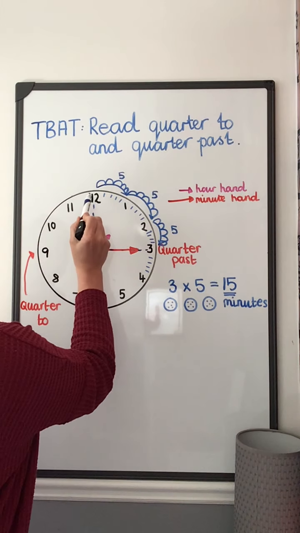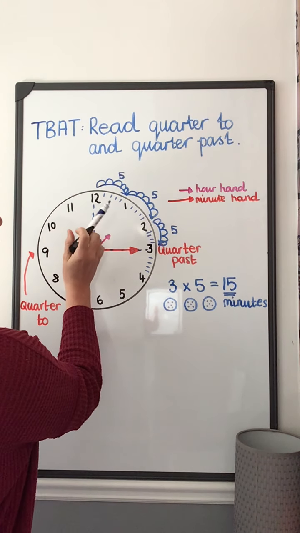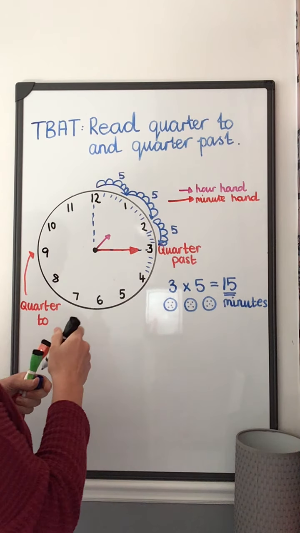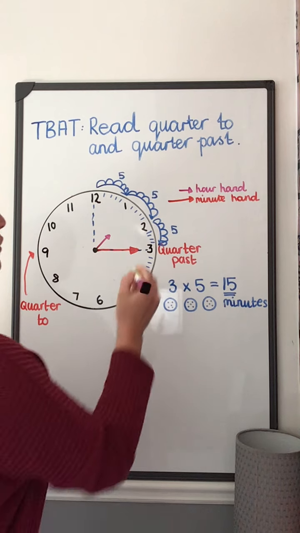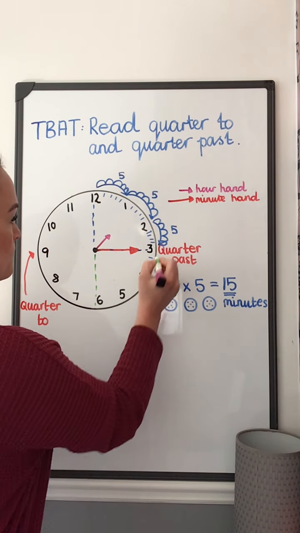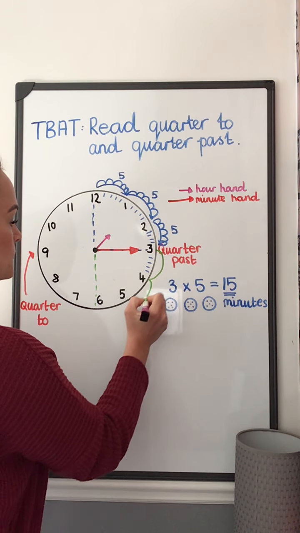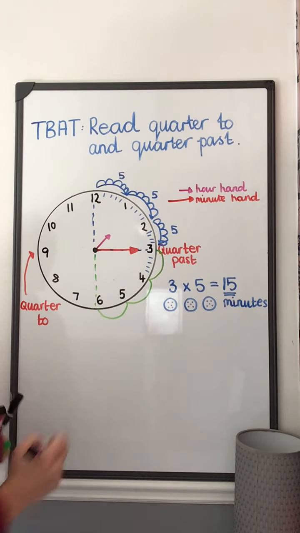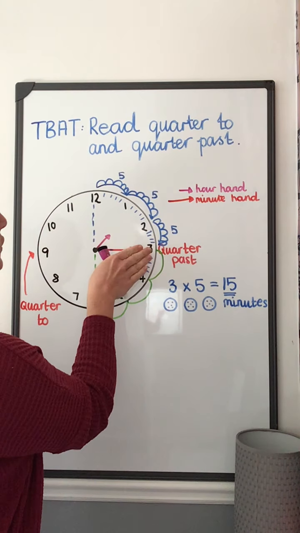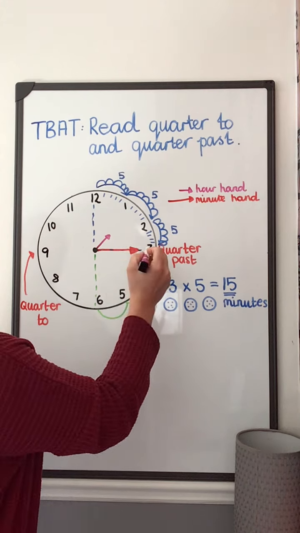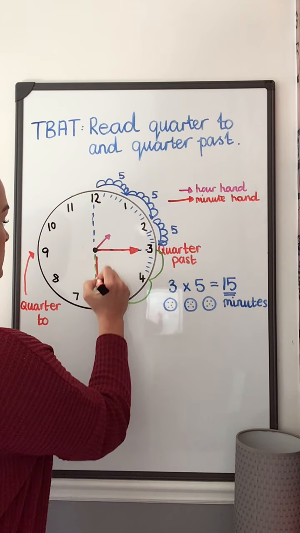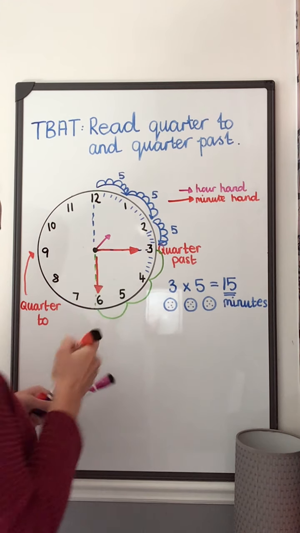So if it takes 15 minutes from 1 o'clock to quarter past, how many minutes would it take from quarter past to half past? See if you can work that one out. Just pause your video there. See if you can work out, if it's 15 minutes from 1 o'clock to quarter past, how many minutes would it take to get from quarter past down to half past?